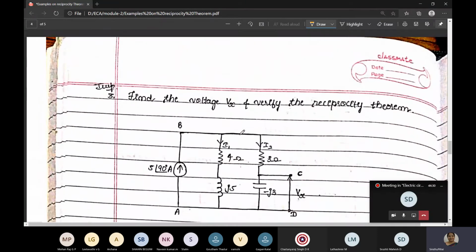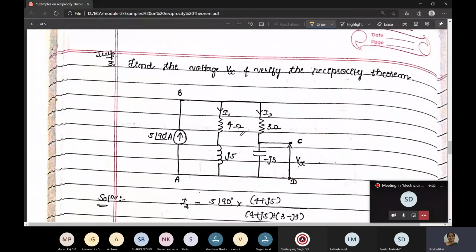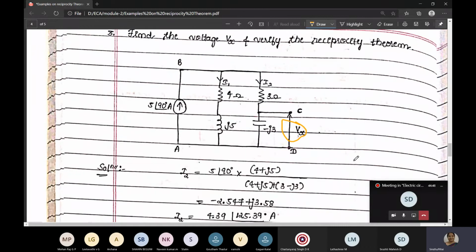The next problem is also very important. Many times they've asked this. Always, preferably for reciprocity, they go with this problem only. So find the voltage Vx and verify the reciprocity theorem. So Vx is given here. You have to find the voltage Vx and verify the reciprocity theorem.